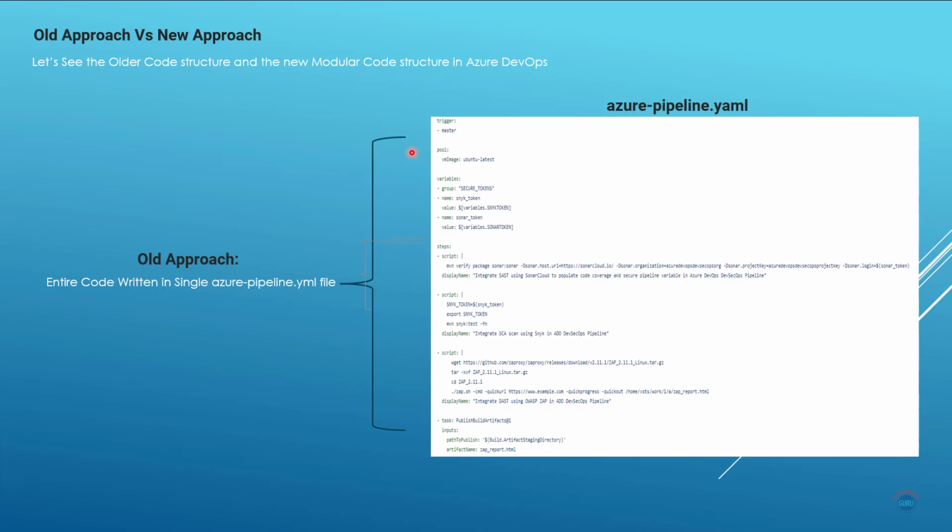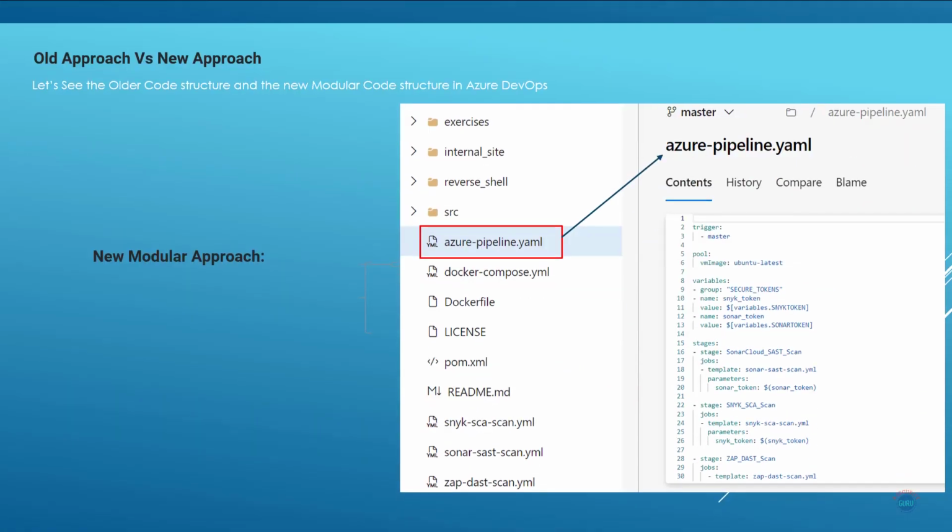So imagine as the number of steps increases, for example, if we want to deploy our application or run unit tests on our application, the complexity of this single Azure pipeline YAML file will keep on increasing. We will modify this to our new modular approach. So let's see how it will impact us.